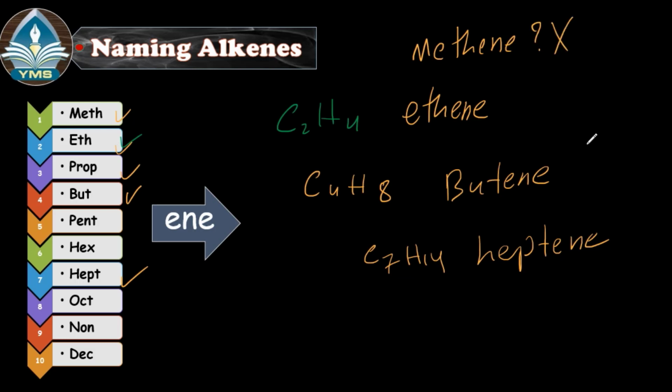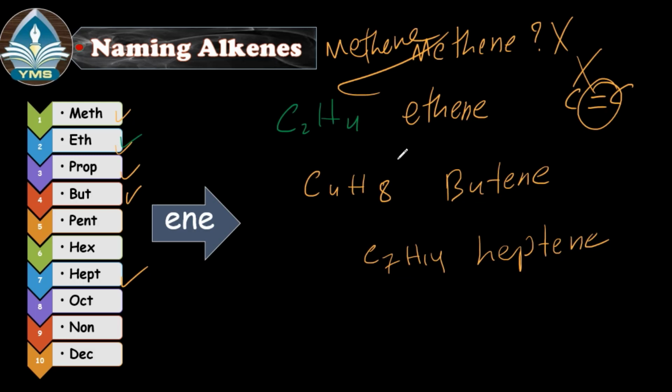Why? Because one atom of carbon doesn't make a double bond. To have a double bond, at least you need to have 2 carbons. So one atom of carbon doesn't make this double bond. So in alkenes, there is no methene, because no compound with 1 atom of carbon can have a double bond. So if it doesn't have a double bond, then it is not an alkene. This is one thing to bear in mind.